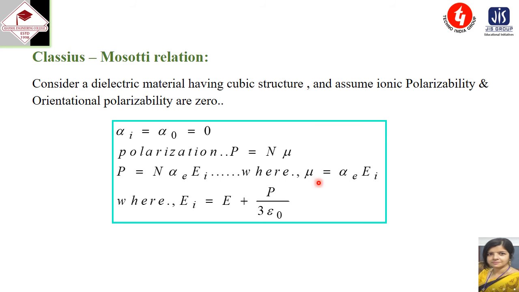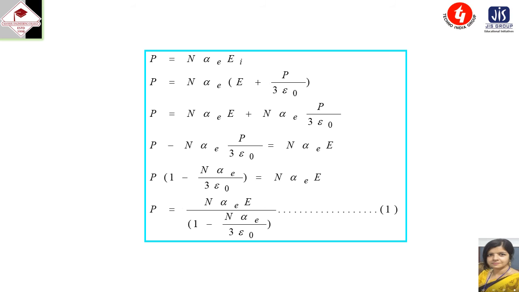Now mu equals alpha_e into E_i, where E_i equals E plus P by 3 epsilon 0. The expression is P equals N alpha_e E_i, and inside the bracket we write the value of E_i, that is E plus P by 3 epsilon 0. Now P equals N alpha_e into E plus this term. Putting this term on the left hand side, we can write P minus N alpha_e P by 3 epsilon 0 equals N alpha_e into E.